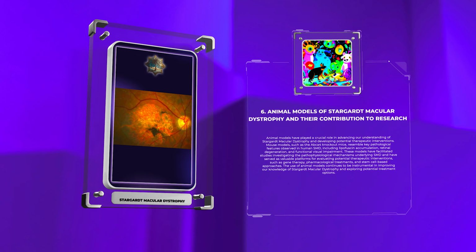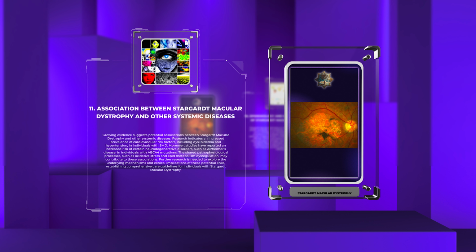Growing evidence suggests potential associations between Stargardt macular dystrophy and other systemic diseases. Research indicates an increased prevalence of cardiovascular risk factors, including dyslipidemia and hypertension, in individuals with SMD. Moreover, studies have reported an increased risk of certain neurodegenerative disorders, such as Alzheimer's disease, in individuals with ABCA4 mutations. The shared pathophysiological processes, such as oxidative stress and lipid metabolism dysregulation, may contribute to these associations.